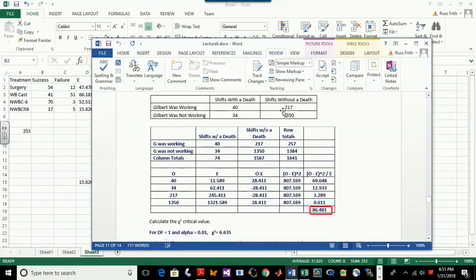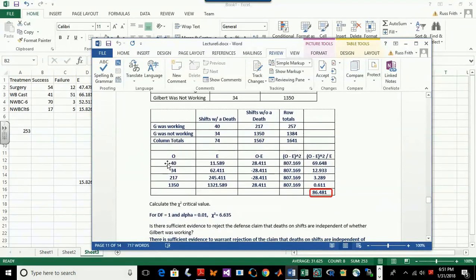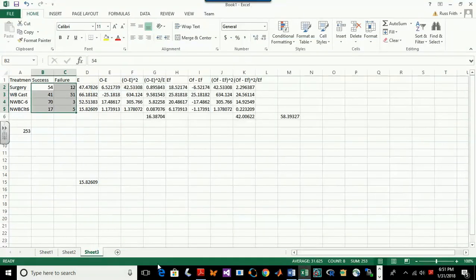Okay, so here's our contingency table. Gilbert was working. Gilbert was not working. Here are the shifts with a death, shifts without a death. The row totals, column totals. Here are the observed values. The expected values. So how do we get this expected value? Well, this 31, I guess maybe I can work through it in Excel.